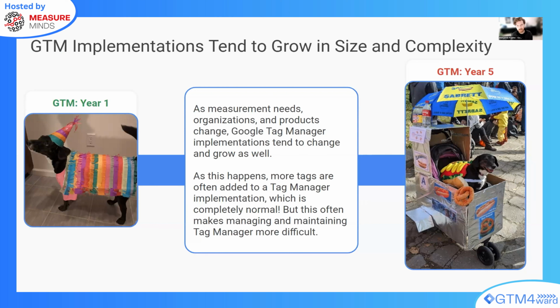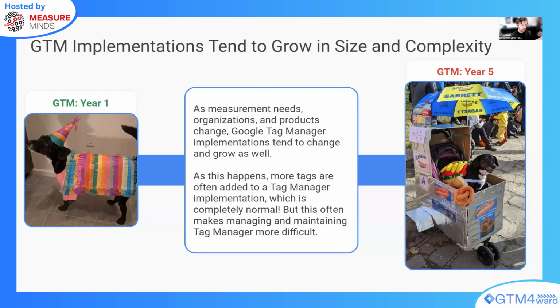A person might leave an organization, they might come into an organization, then different people shuffle around, and Google Tag Manager implementations just grow organically. More tags are often added, and this is completely normal. But the outcome is that it often makes managing and maintaining Tag Manager more difficult, especially if you have multiple containers.